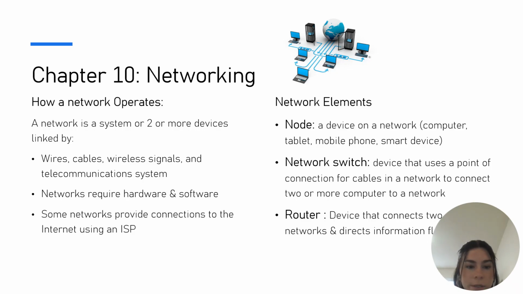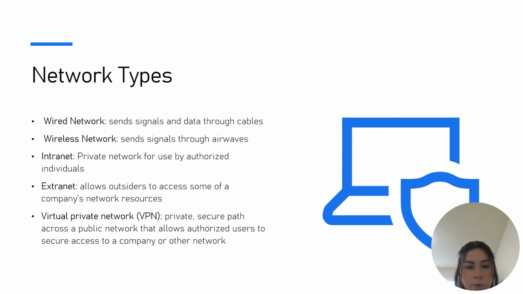Chapter 10 is networking. A network operates with a system of 2 or more devices linked by wires, cables, or wireless signals. Networks require hardware and software, and some networks provide connections to the internet. Network elements, you have the nodes, the network switch, and the routers. Network types, you have a wired network which sends signals, and a wireless network which sends signals without wires.